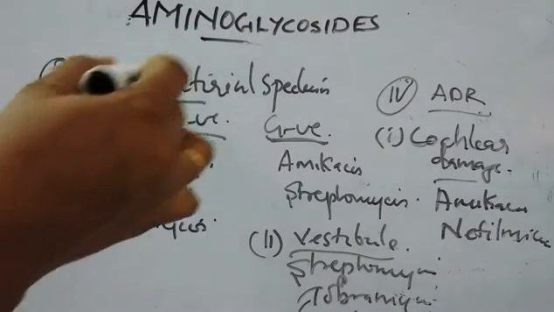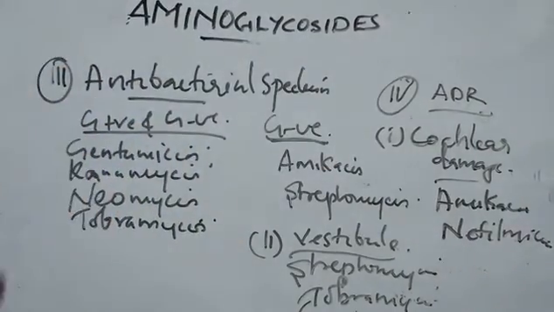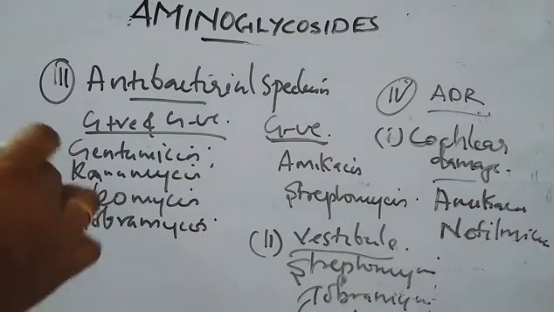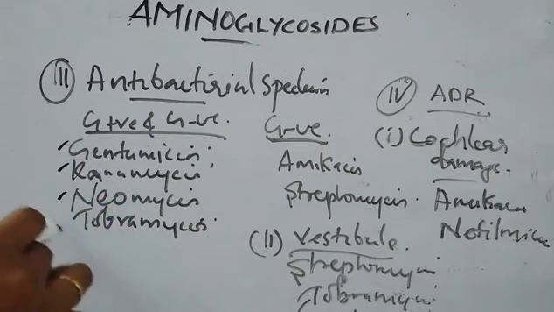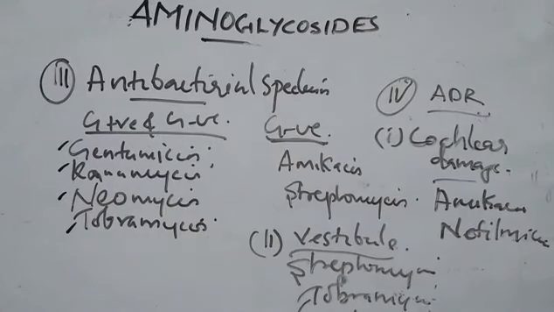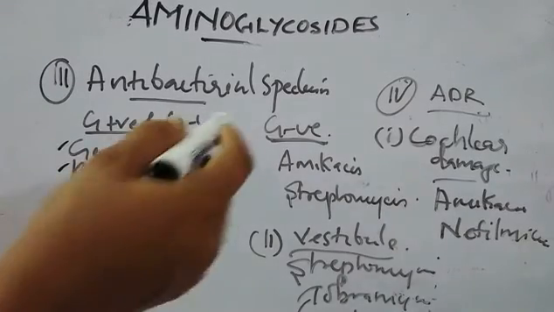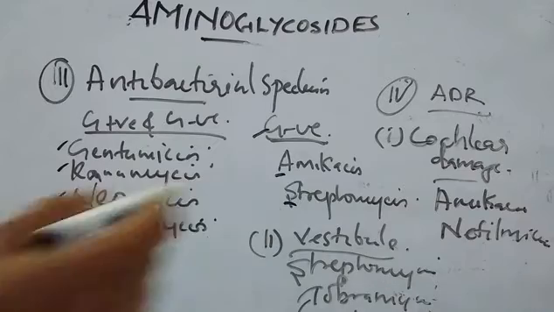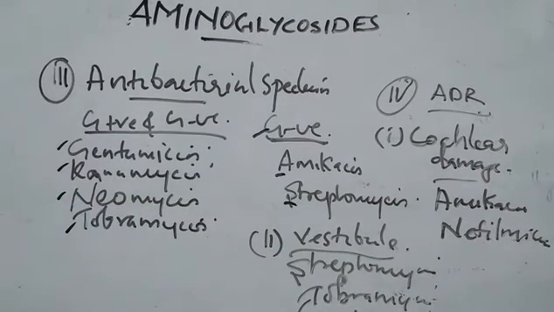Based on antibacterial spectrum, they act on both gram positive as well as gram negative. Gentamicin, kanamycin, neomycin, tobramycin can be given for both gram positive and gram negative. Especially for gram negative, we can give amikacin as well as streptomycin. Amikacin is a semi-synthetic drug, and the rest of the aminoglycosides are obtained from Streptomyces species.